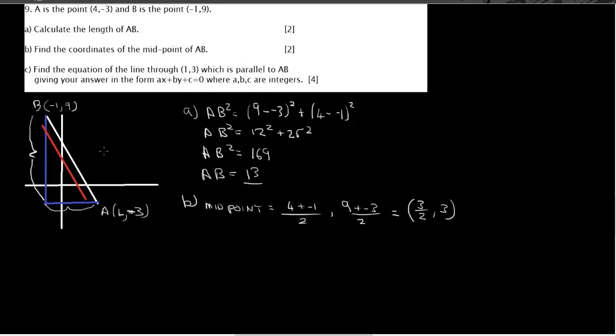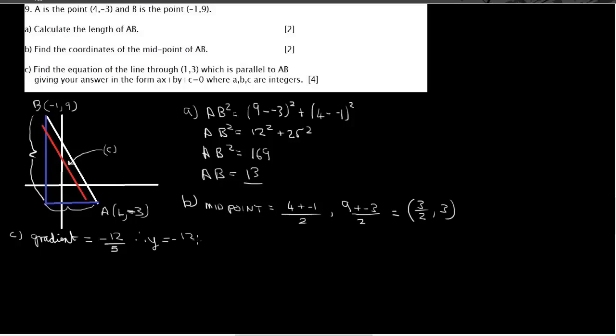Question C says find the equation of line through 1, 3 which is parallel to AB. If it's parallel to AB, we'll draw it there. It means it's got the same gradient as AB. So we'll just sketch a red line in there and say that's the line through 1, 3. The gradient is the same as the gradient of AB because it's parallel.